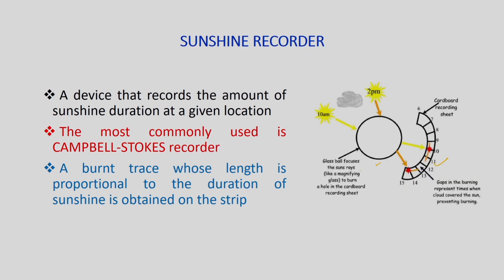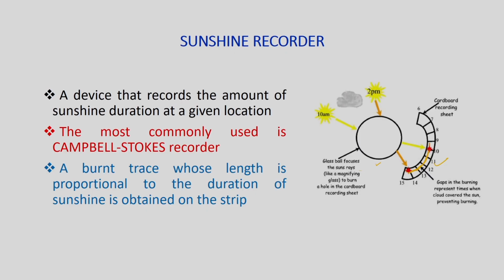Whenever there is bright sunshine, the image formed is intense enough to burn the strip. As the sun moves in the sky, this burnt trace also moves from the original focal point or burning point as burning takes place. The length of the burn is directly proportional to the duration of the bright sunshine hours. So, that way we can measure the duration of the bright sunshine hours.